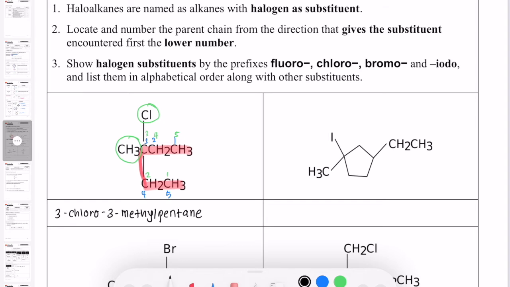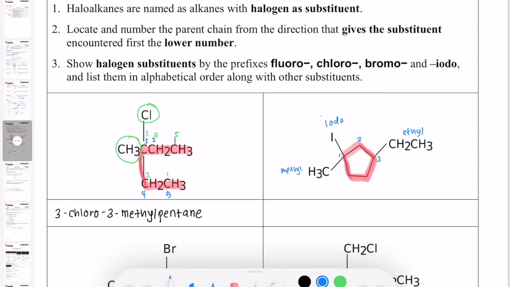Okay. Now, let's proceed with the second structure. So, parent chain dia adalah ini. This is cyclopentane. Right? And then, we have to locate the lowest substituent as possible. So, this one will be carbon number 1, 2, and 3. Okay. So, this one is ethyl. This one is iodo. And this one is methyl.